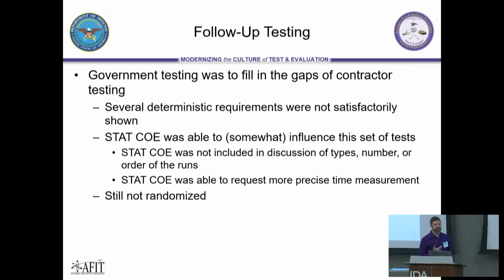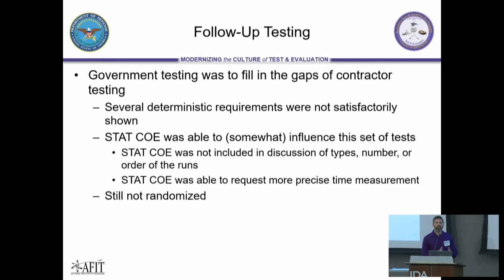There was government testing to follow up on the shortcomings of contractor testing. Now, we had lost our stat champion because we only had one. But we still had our toe in the door. We weren't able to influence what runs were being made or in what order, but they did have some things they needed to test for the deterministic requirements that hadn't been covered. And this involved sending messages, so why not just record those times anyway and use them? Also, we're using stopwatches that give the 100th of a second. Why not just write that down too?